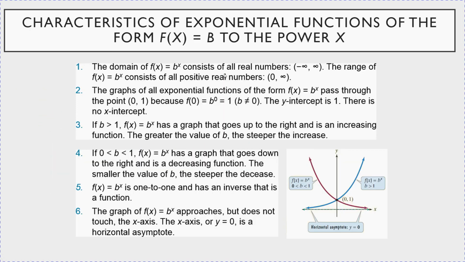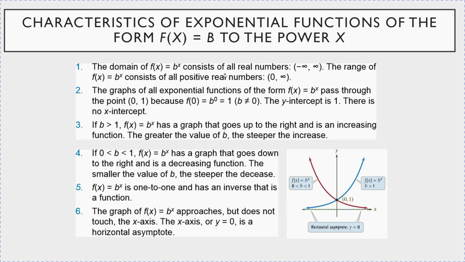All right, the graph of all exponential functions of the form f of x equals b to the x passes through the point (0, 1). That's because b to the 0 is always 1, no matter what b is, as long as b is not equal to 0. So the y-intercept is 1. Now, there's no x-intercept, since it's only functions of the form b to the x. When you start doing something like 2 to the x and then on the outside minus 5, then there'll be an x-intercept.